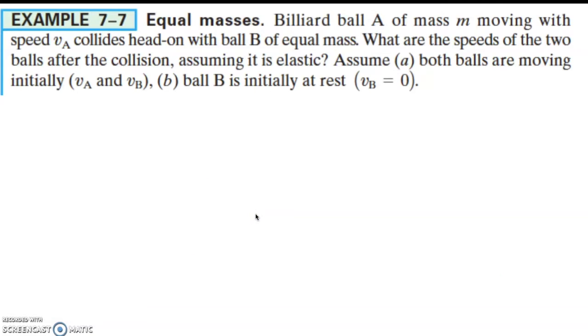Equal masses. Billiard ball A of mass m moving with speed VA collides head-on with ball B of equal mass. What are the speeds of the two balls after the collision, assuming it is elastic? Assume both balls are moving initially, VA and VB, and then we're also going to assume ball B is initially at rest, where velocity would be 0. We're going to try to find the speeds of the balls after the collision.